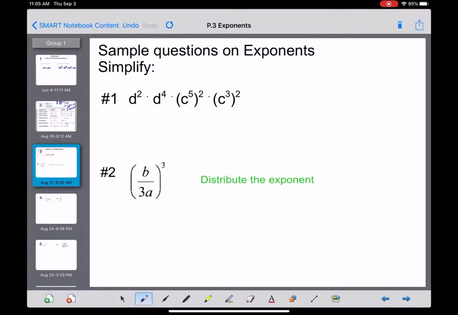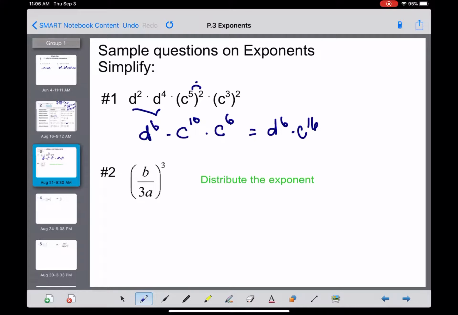Okay, so number 1, we're going to simplify this. So this rule, we're going to add the exponents. This one is going to be multiplied. So we have times c to the 10th and then times c to the 6th. And that's going to simplify to d to the 6th times c to the 16th. And you don't really need that times.